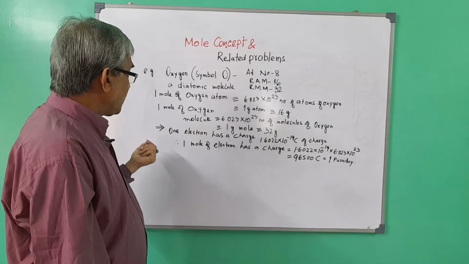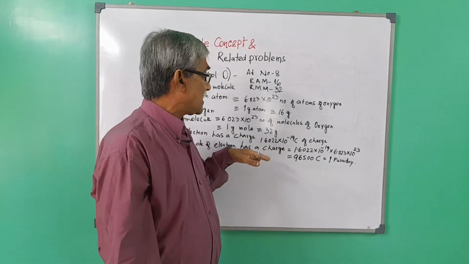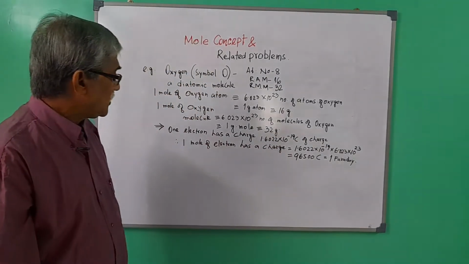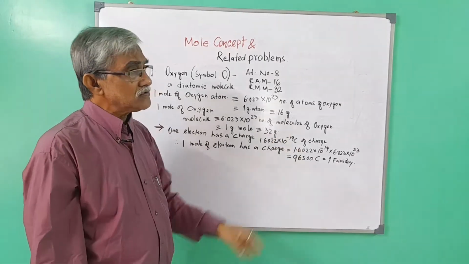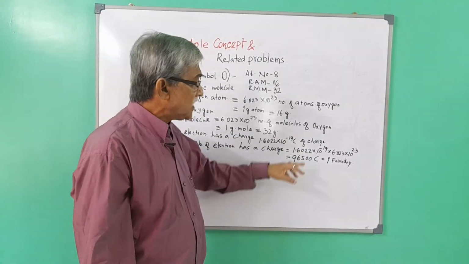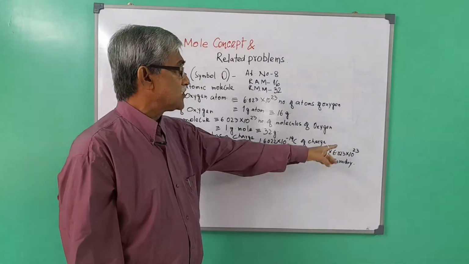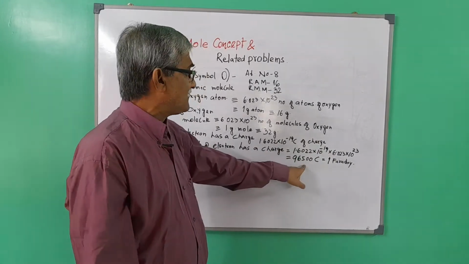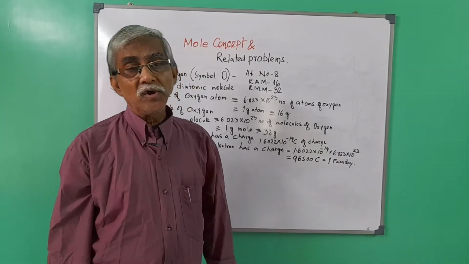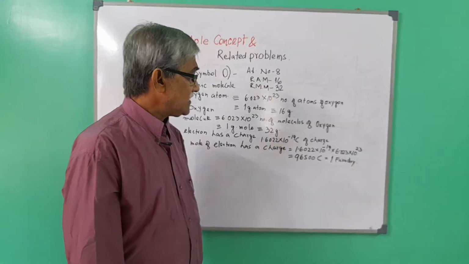Similarly, we know that 1 electron has a charge of 1.6022 into 10 to the power minus 19 coulomb. So 1 mole of electrons will have a charge equal to 1.6022 into 10 to the power minus 19 multiplied by 6.023 into 10 to the power 23. If you calculate, it comes down to 96,500 coulomb. That we call 1 Faraday, after the famous scientist Faraday.